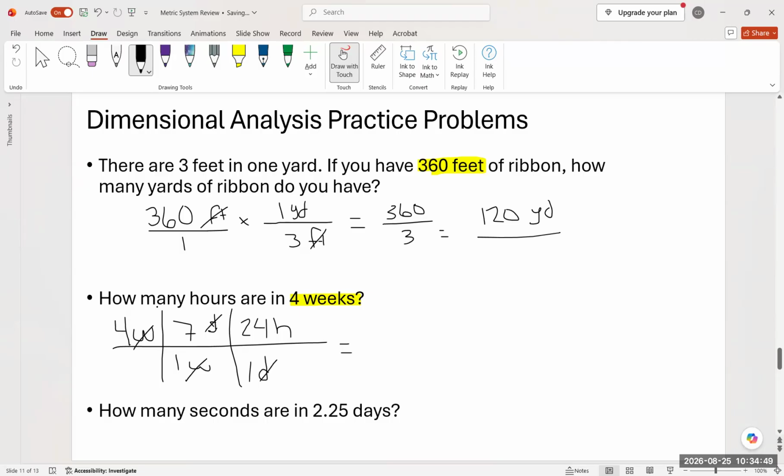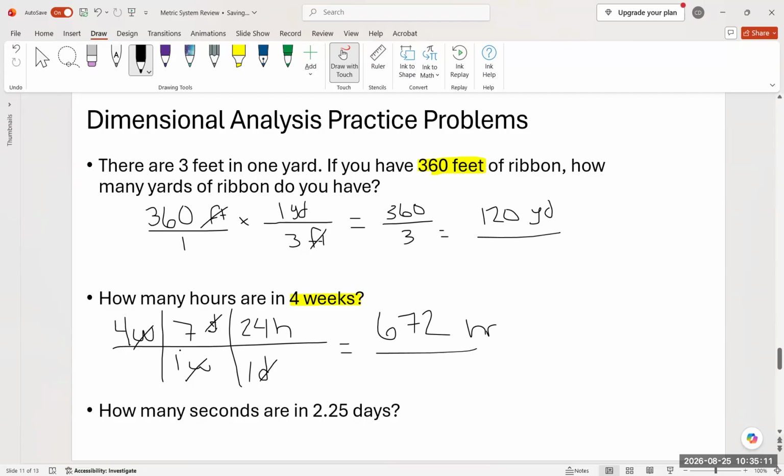I'm going to do 4 times 7 times 24. Again, I'm just multiplying all of my numerators, which is 672. I would divide by my denominator, but 1 times 1 is 1, so I don't have to do that. So my answer is 672 hours.